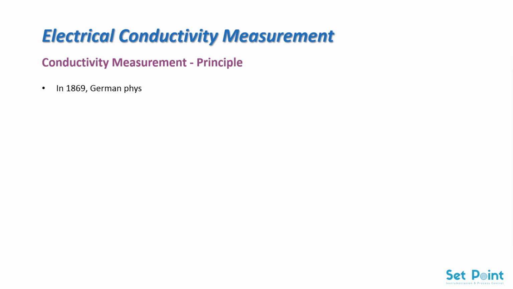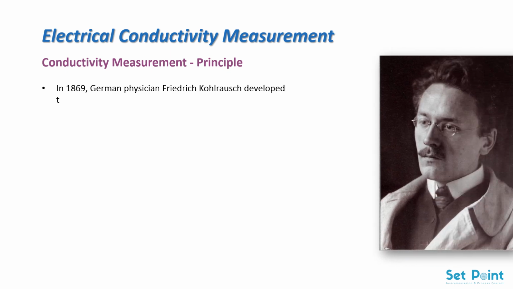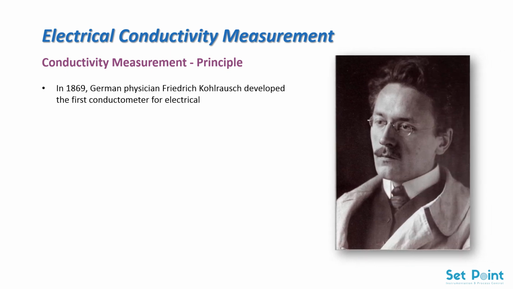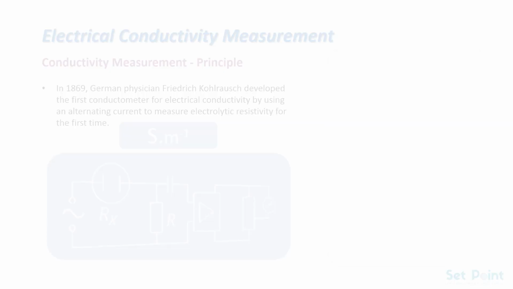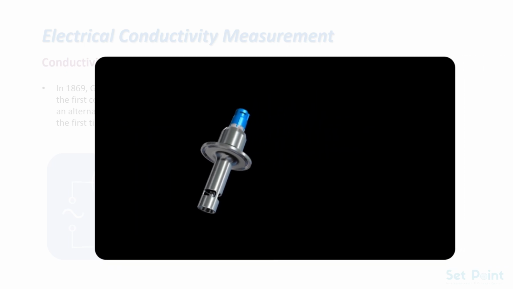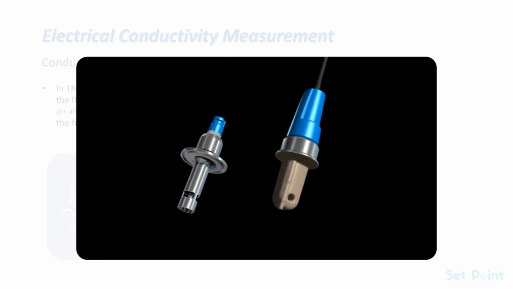In 1869, German physicist Friedrich Kohlrausch developed the first conductometer for electrical conductivity by using an alternating current to measure electrolytic resistivity for the first time. The physical unit of electrical conductivity is Siemens per meter. To determine the value, the so-called conductive and inductive measuring principles can be used.